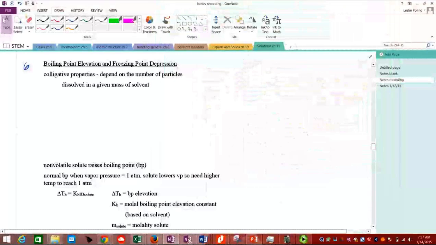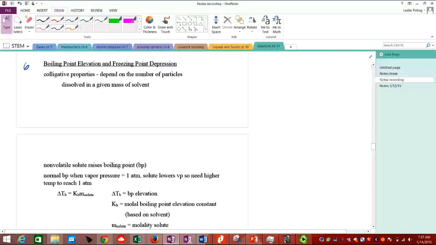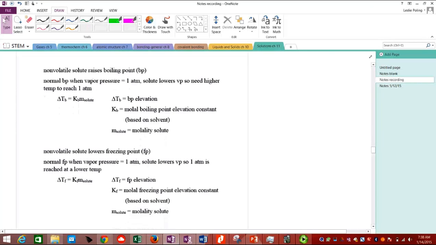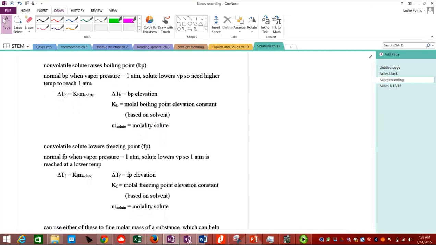All right, boiling point elevation and freezing point depression. These are both colligative properties, which depend on the number of particles dissolved, not the type of particle. And if you have a non-volatile solute, it's going to raise the boiling point. So it takes a higher temperature to get it up to 1 atmosphere because you've got less vapor pressure.